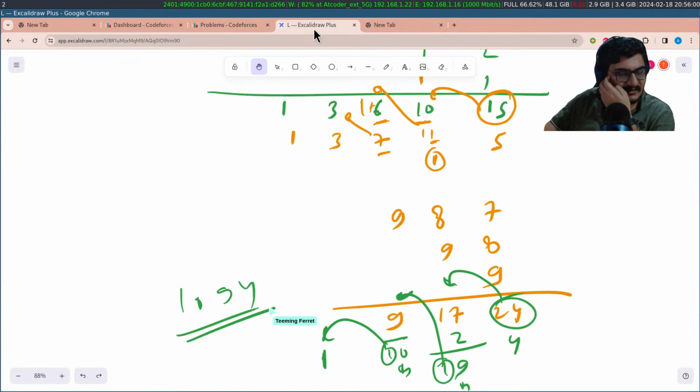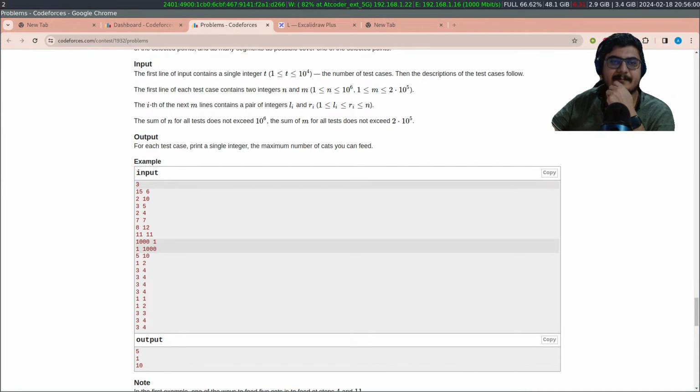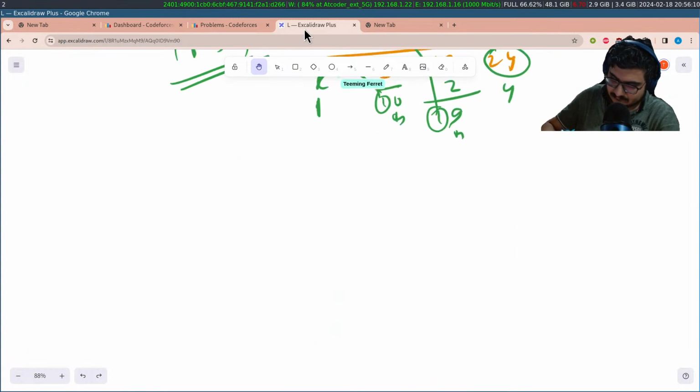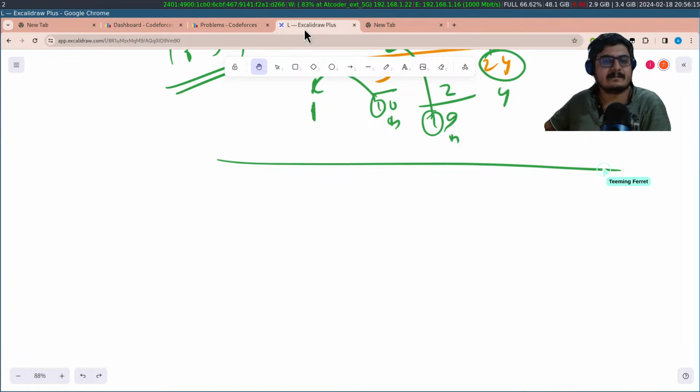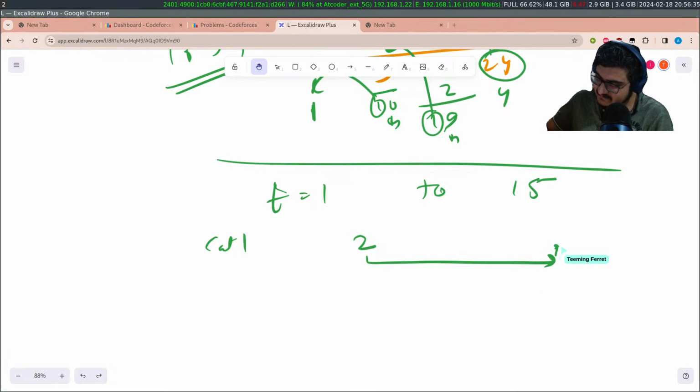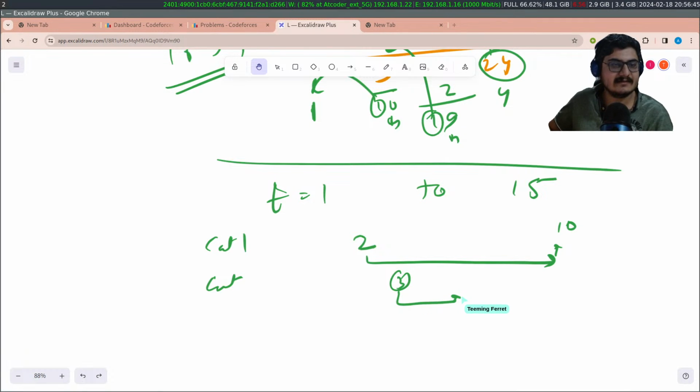So this is essentially the problem. Now if we look at the samples, you wait from time 0 to 15 seconds. The first cat appears at t equal to 2 seconds and remains in the room until t equal to 10 seconds. The second cat comes in the room at t equal to 3 and remains in the room until the 5th second.